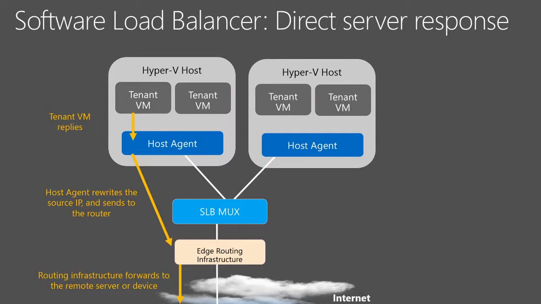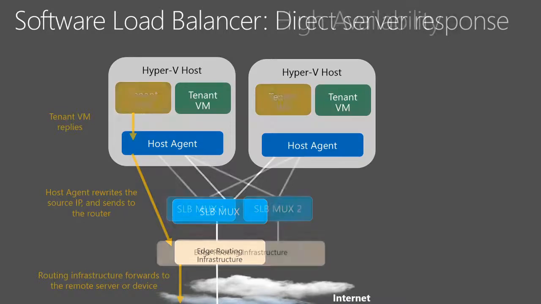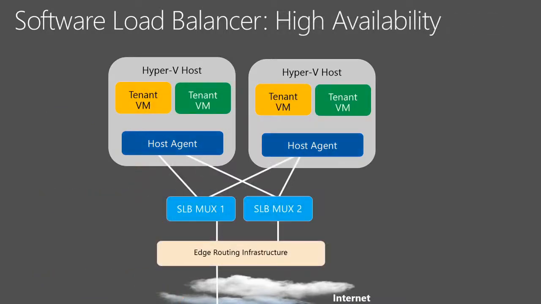So in that regard, it reduces the load on your MUX, sends the traffic straight out, and it goes straight to its destination. It does this by rewriting the source IP so that to the destination it looks like it came from the VIP, but it didn't actually come from the VIP. It actually came directly from the load-balanced VM.